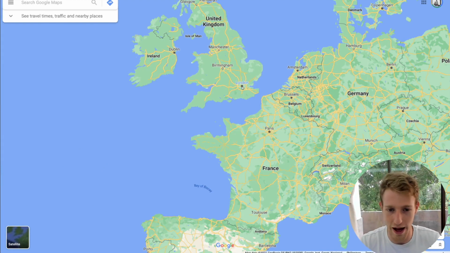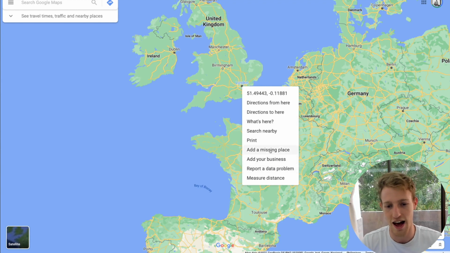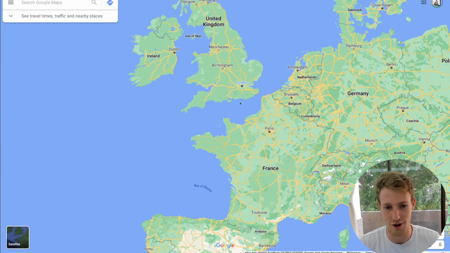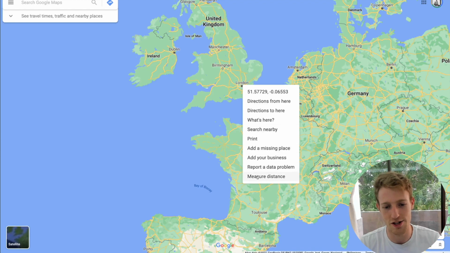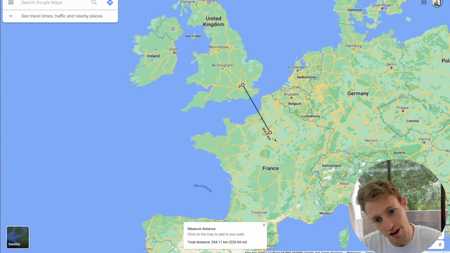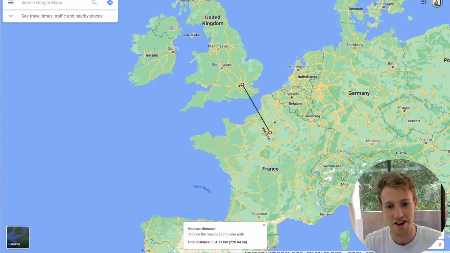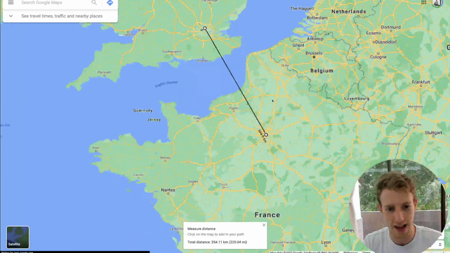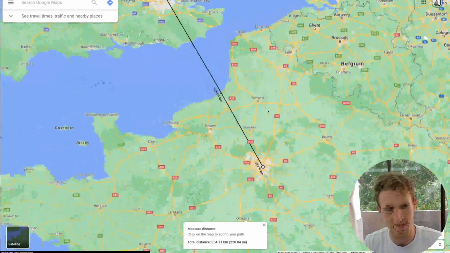There's a cool thing in Google Maps where you can say measure distance. You can right click on a place, go measure distance, and then click on another place. And like magic, it can tell me what the distance is between these points. So the distance from London to Paris is 350 kilometers. We can zoom in a little bit more and see it more clearly.